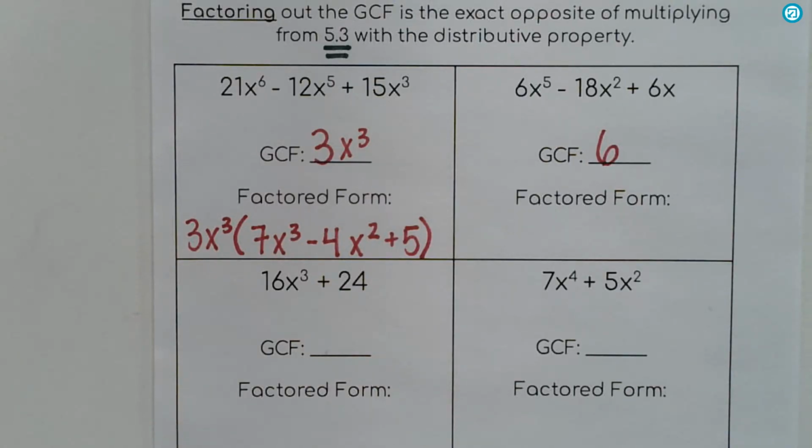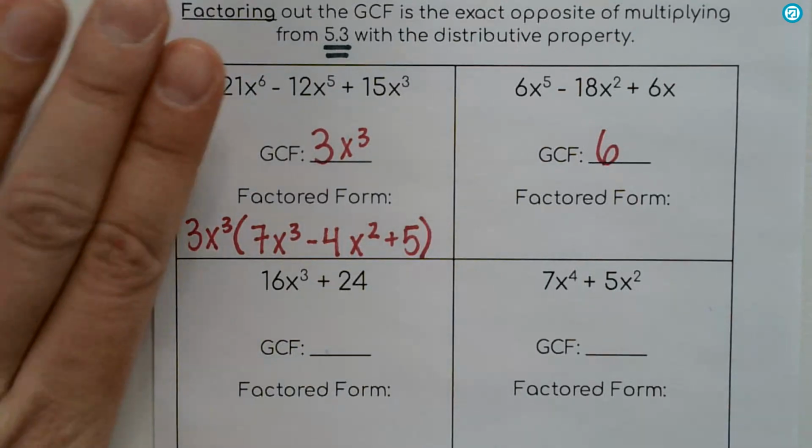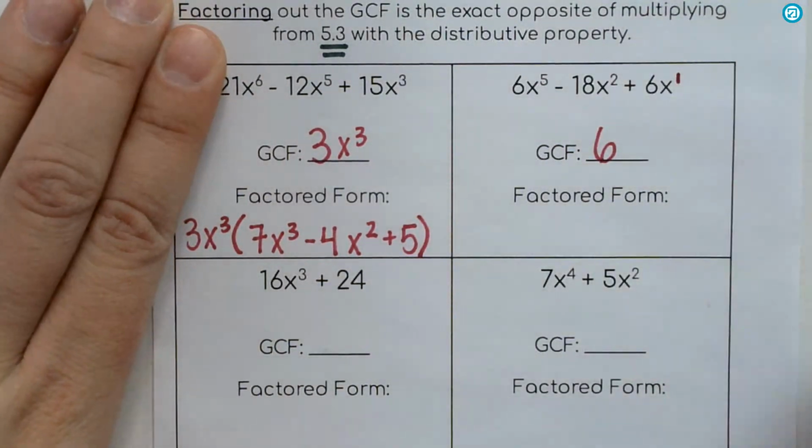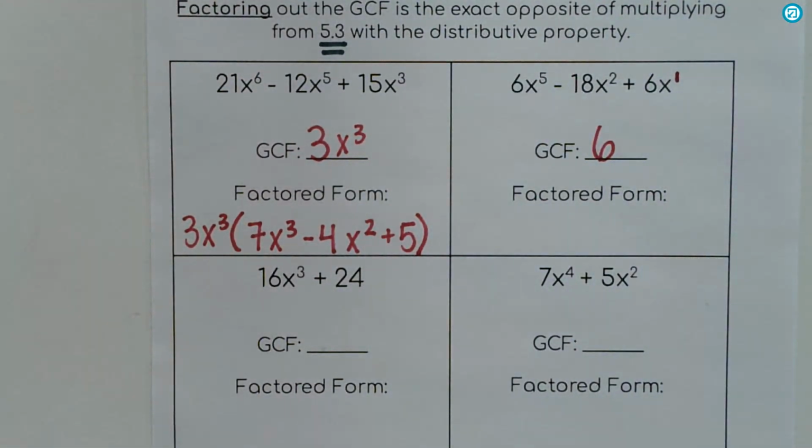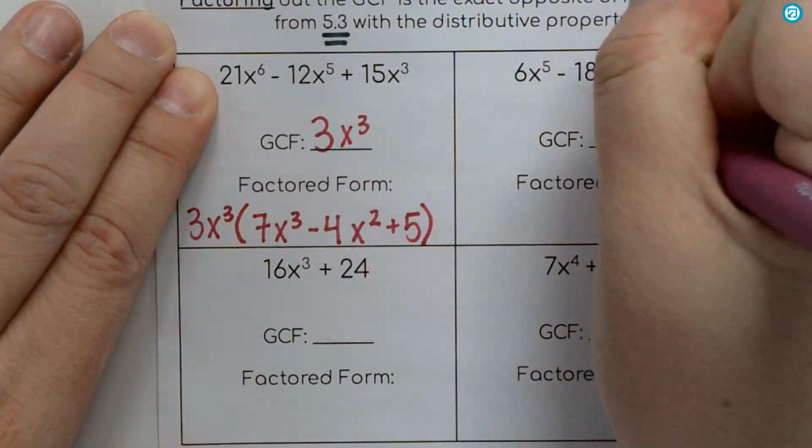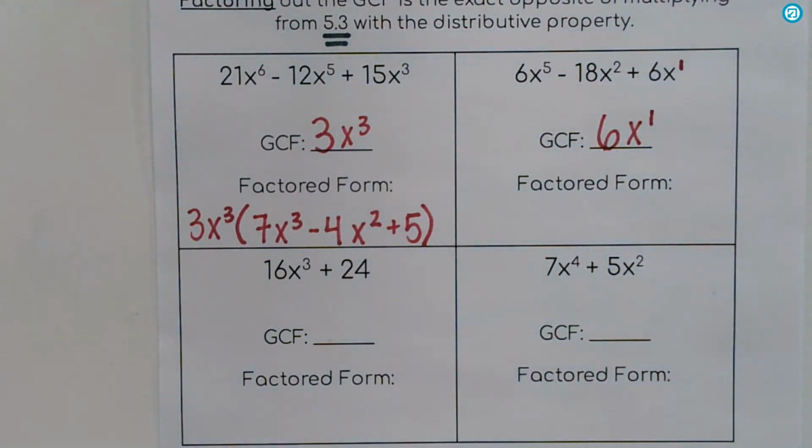Then we want to look at how many x's our term with the least x's has. This last term here, there's an imaginary 1. So I can pull out 6x, or 6x to the first, because that last term has an x just by itself.